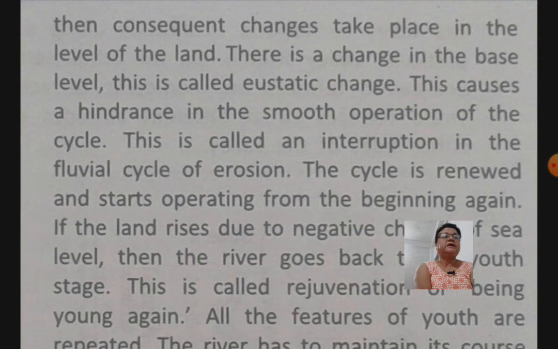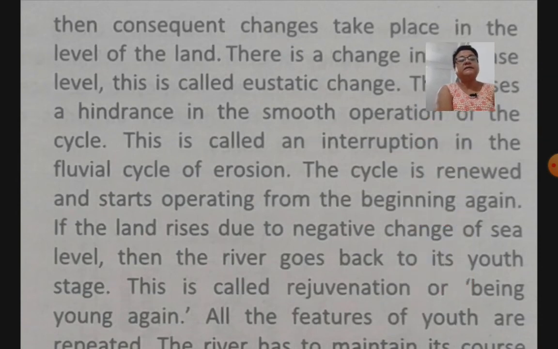This is called eustatic change. This causes a hindrance in the smooth operation of the cycle. This is called an interruption in the fluvial cycle of erosion. The cycle is renewed and starts operating from the beginning again. If the land rises due to negative change of sea level, then the river goes back to its youth stage. This is called rejuvenation, or being young again.